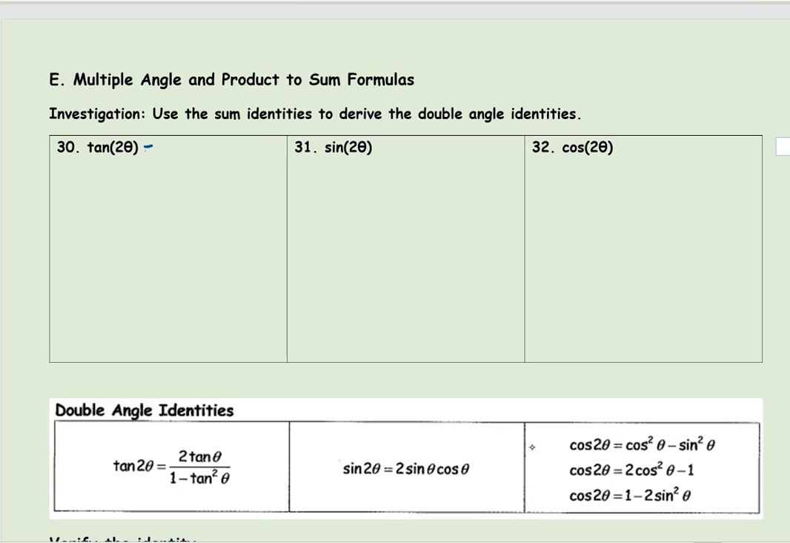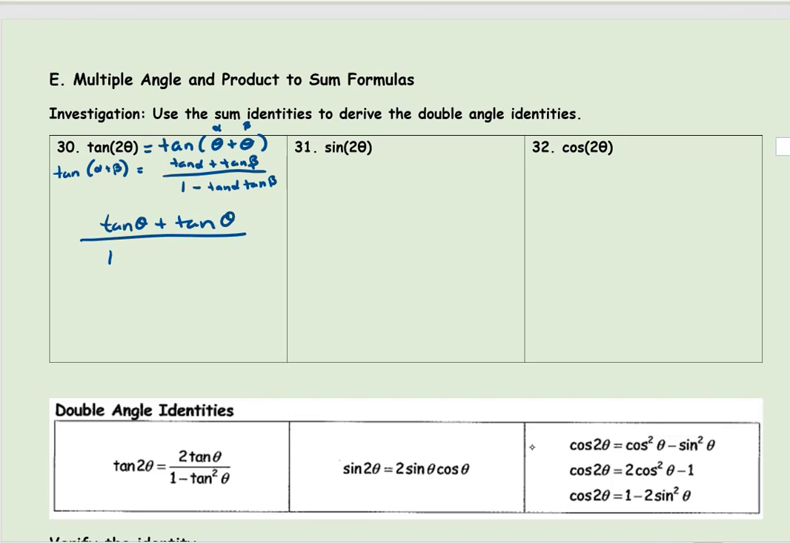And we know that tangent of 2 theta is actually tangent of theta plus theta, where this first one can be your alpha and the second one can be your beta. So we're going to use our identities from yesterday or the day before. So we have tangent of alpha plus beta is equal to tangent of alpha plus tangent of beta all over 1 minus tangent alpha tangent beta. So we're going to use what we just have up here, this theta plus theta. We're going to plug it in. So we have tangent of theta plus tangent of theta all over 1 minus tangent theta times tangent theta.